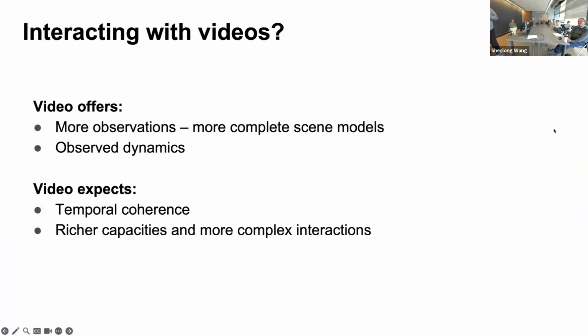Okay, so now what can we do when interacting with videos instead of images? What video offers is obviously, like you guys mentioned, more observations. That means potentially we can get more complete scene models, and we might observe some of the dynamics already. And of course, we have higher expectations of videos because we have more observations, right? We need them to be more temporally coherent with existing dynamics, and we need richer capacities and more complex interactions.